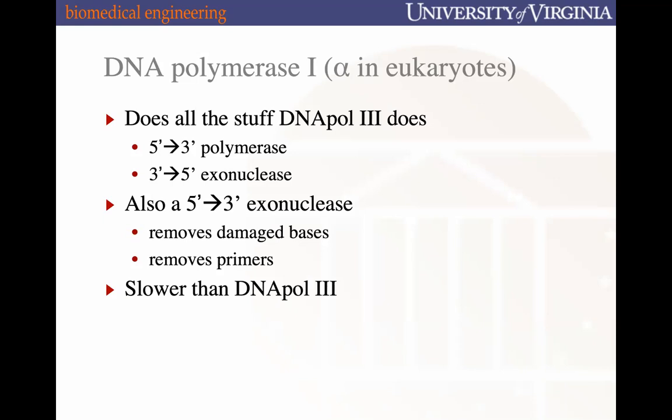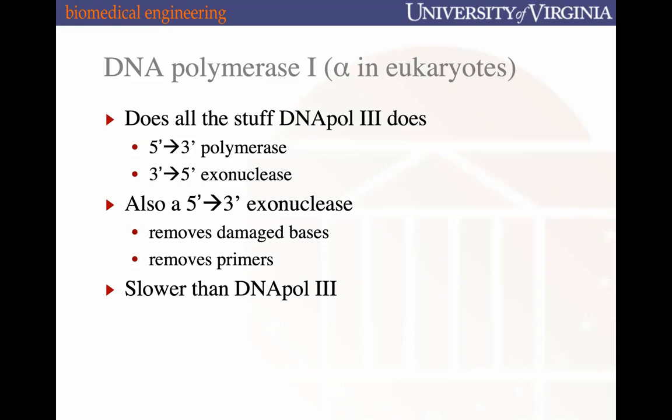So it does some of the similar work that DNA Pol 3 does. It will promote polymerization in the 5' to 3' direction. It will have a proofreading exonuclease activity in the 3' to 5' direction. But it can also serve as an exonuclease in the 5' to 3' direction. And this is really important because this 5' to 3' exonuclease activity helps to remove those RNA primers. And what's really fascinating is that it can combine what DNA polymerase 3 does with its exonuclease activity.